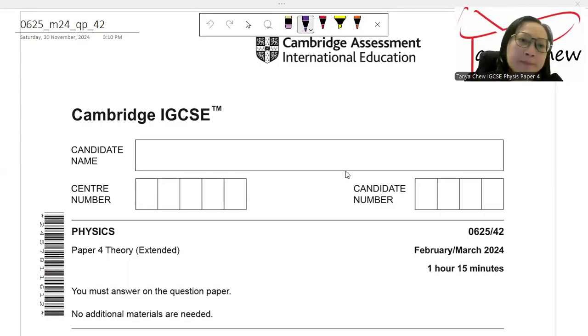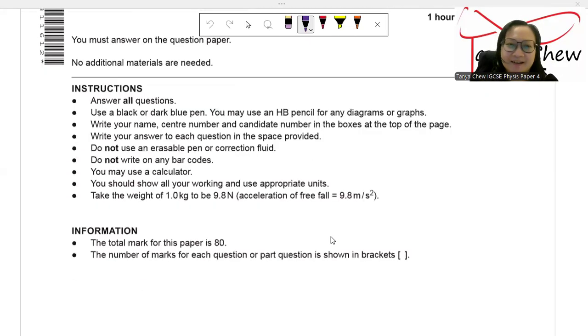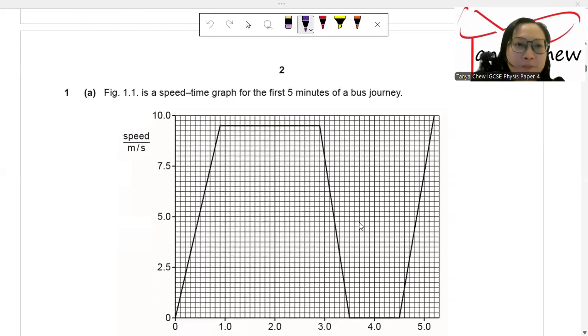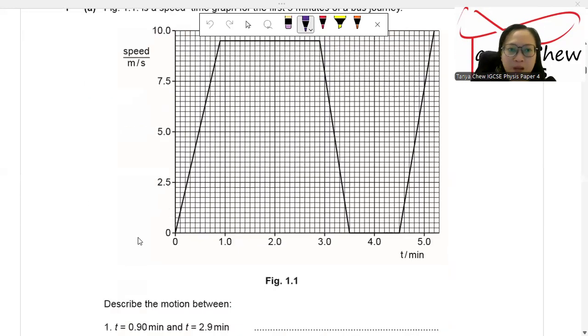In this video, I'm going to discuss Cambridge IGCSE Physics Paper 4 Theory Extended Paper, February March 2024, Paper 42. Let us get started. Look at the first question, number 1A. Fig 1.1 is a speed time graph for the first 5 minutes of a bus journey.